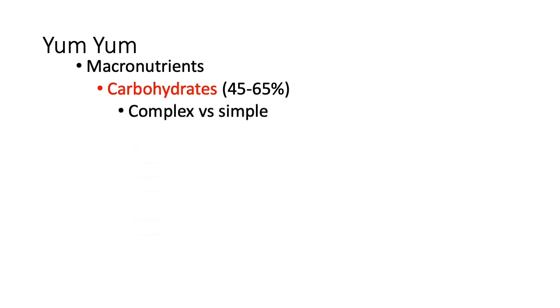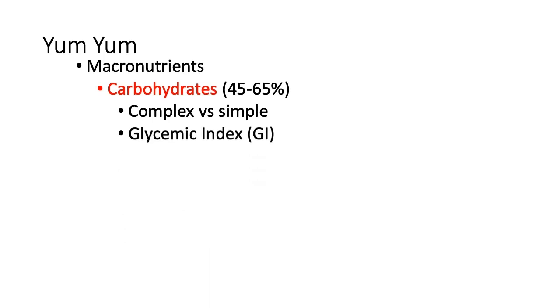A complex carbohydrate is going to be a polysaccharide, whereas a simple carbohydrate will be a monosaccharide or a disaccharide. A polysaccharide would be such as starch, and a simple sugar would be something like table sugar or sucrose.